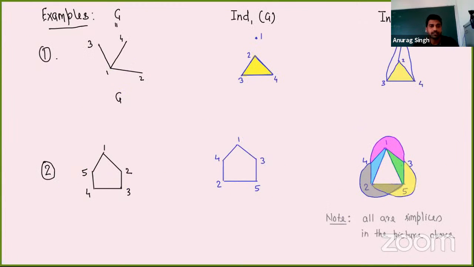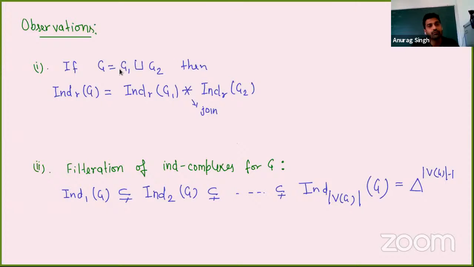Yeah, so let's see some simple observations. When you take the disjoint union of two graphs, the r independence complex of this disjoint union comes out to be Ind_r of G1 joined with Ind_r of G2. The join is the join operation defined on topological spaces. The other observation is that Ind_(r-1) is always a subcomplex of Ind_r of G. So you get this filtration sequence for Ind_r, where at the top you get a simplex.